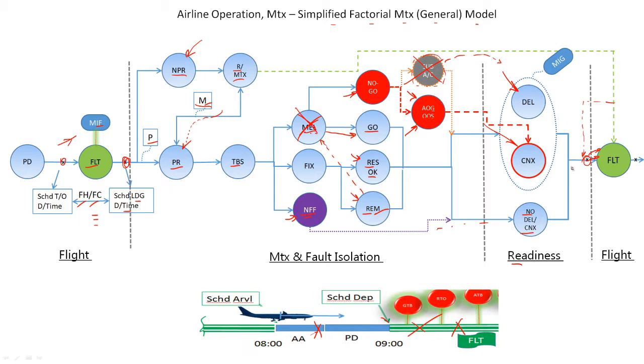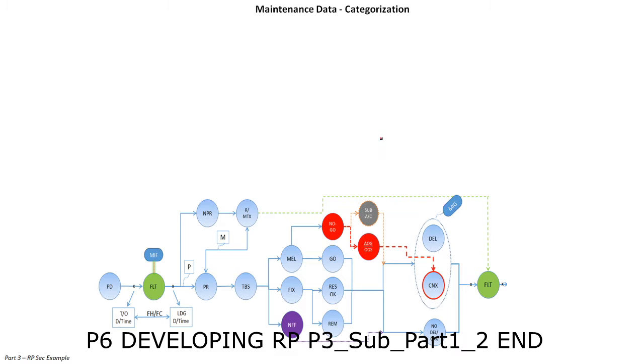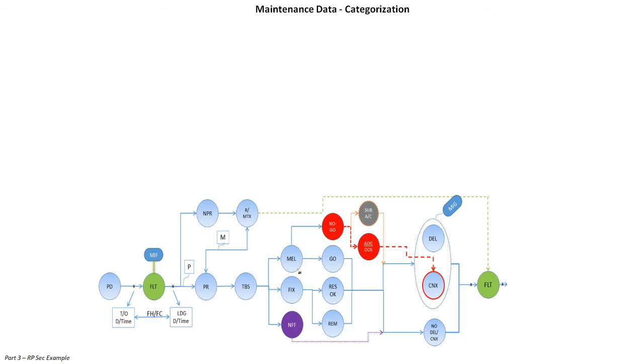Now this model, as I put here, is very simple, very generic, very general, but this model is enough to use to visualize our reliability report development. Okay, now let's move to the next slide and try to categorize our operation/maintenance data, again, that we are going to use to develop our reliability report, reliability program. We need to know what we need to collect from this model, from our operation, from our maintenance.